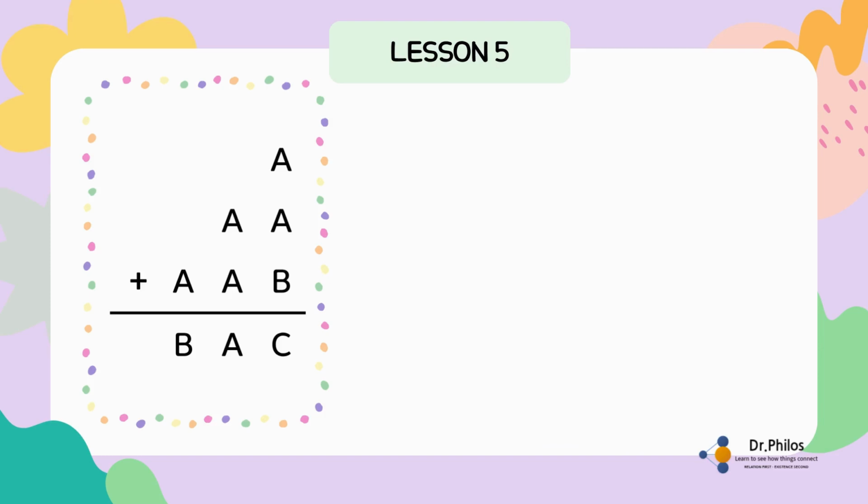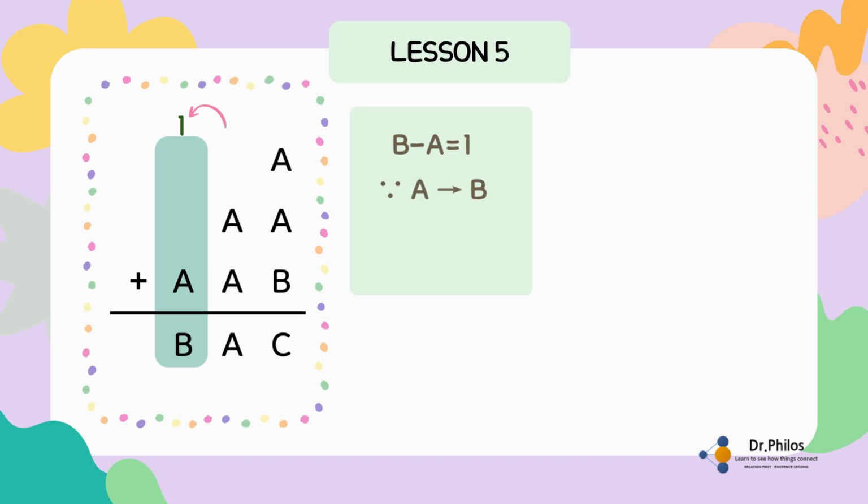Now, apply what we just learned and explain the problem again. Start from the hundreds place. It's B minus A equals 1. And there is a carryover of 1 from the tens place. Because the part in the hundreds place only has A, but the whole in the hundreds place has B. This means there is a carryover from the tens place. Since we are adding 2 numbers in the tens place, the carryover can only be 1. Good job! Now, can you explain the tens place?